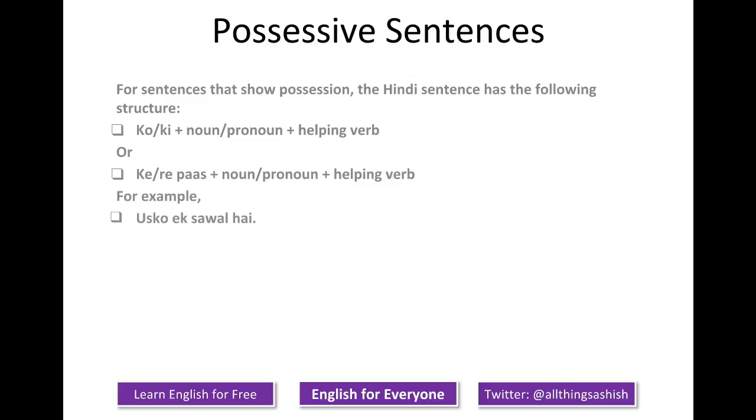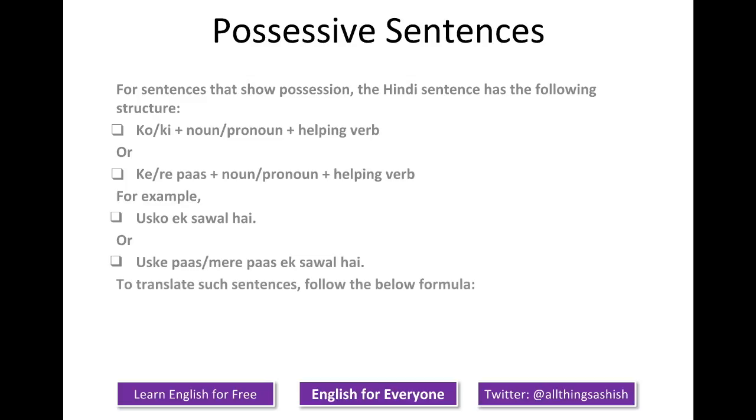उसको एक सवाल है, और उसके पास और मेरे पास एक सवाल है. To translate such sentences, follow the below formula. Subject plus has, have, had. So has, have, had, depending on which tense you're referring to, plus noun and pronoun.